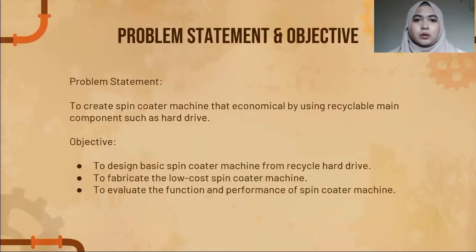Then, the problem statement and the objectives. The problem statement here is to create an economical spin coater machine by using recyclable main components such as a hard drive. The objectives are to design a basic spin coater machine from a recycled hard drive, then to fabricate the low-cost spin coater machine, and lastly to evaluate the function and performance of the spin coater machine.